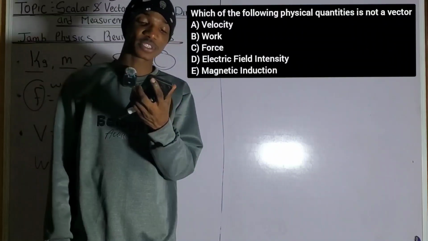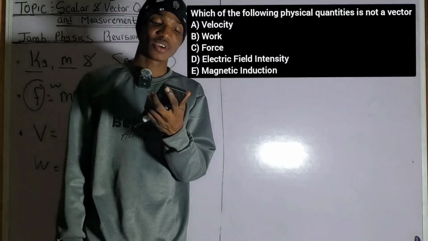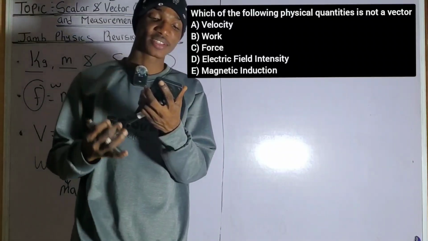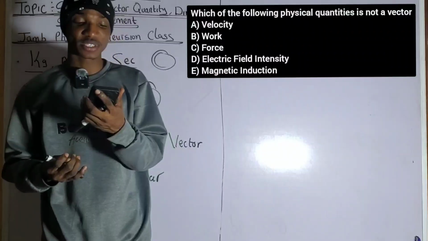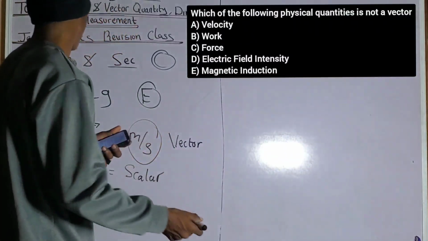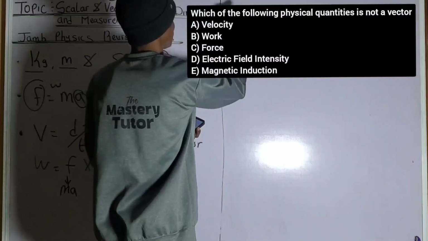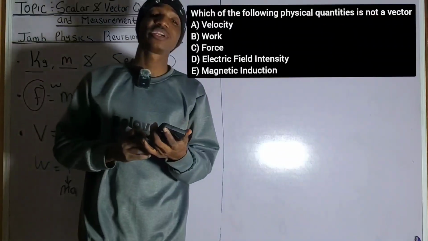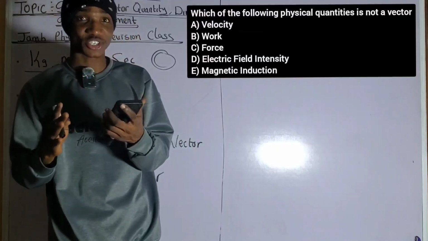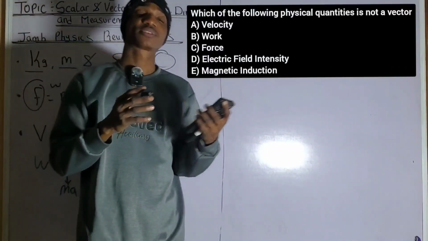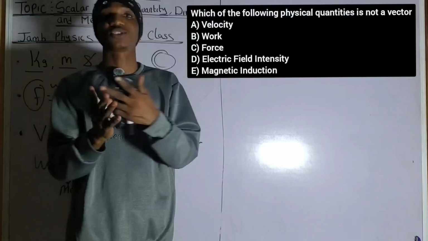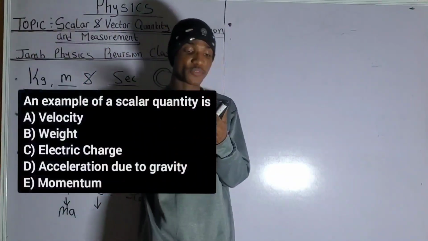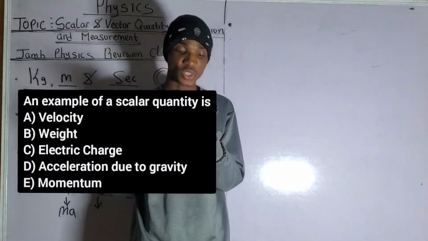Question 4. An example of a scalar quantity is dash. A, velocity. B, weight. C, electric charge. D, acceleration due to gravity. E, momentum. An example of a scalar quantity. A scalar quantity only has magnitude, but no direction. Both scalar and vector quantities are interwoven; it's just that the opposite of a scalar quantity is a vector quantity.